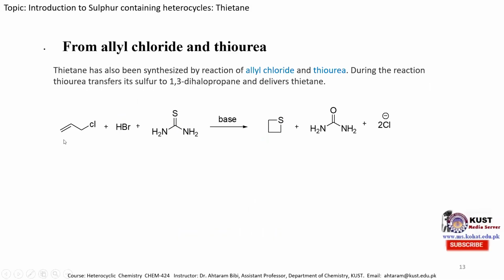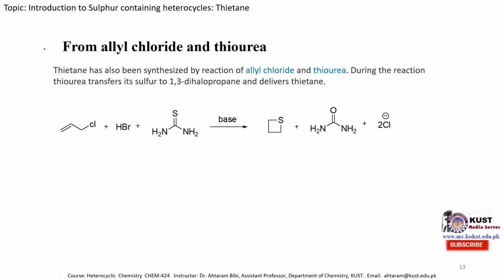In this reaction, the allyl chloride is treated with hydrogen bromide in the first step, and then in the next step it is treated with thiourea, and at the end it is worked up with a base to produce a thietane molecule, producing urea as a byproduct, and chloride combines with the counter ion of the base to produce sodium chloride or potassium chloride, depending on the base used during the workup process.